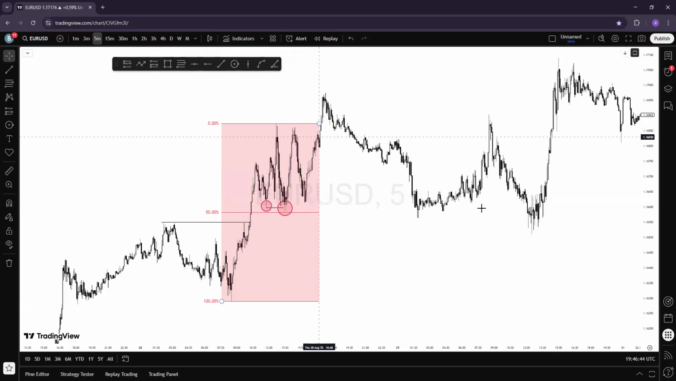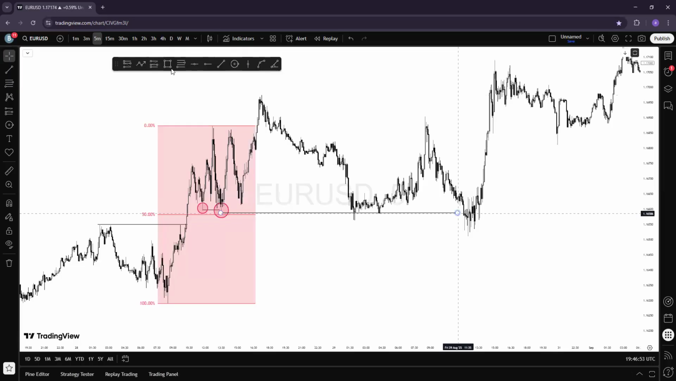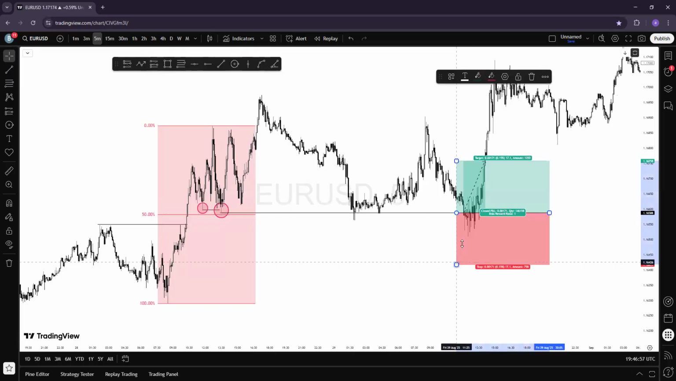And see what happened. The market came back to the equilibrium level, which is the 50%, and then we got ourselves a buy. That makes it a complete pullback. Yes, it is a complete pullback now. Initially, it was an incomplete pullback.